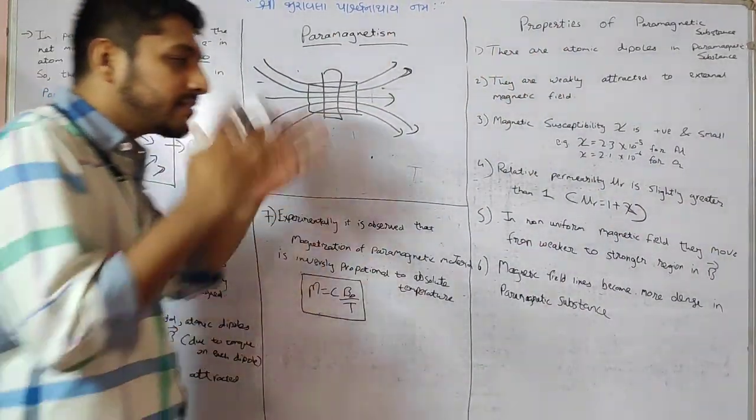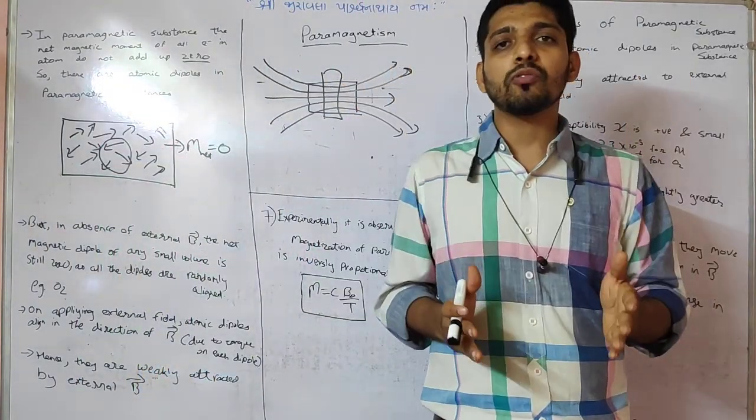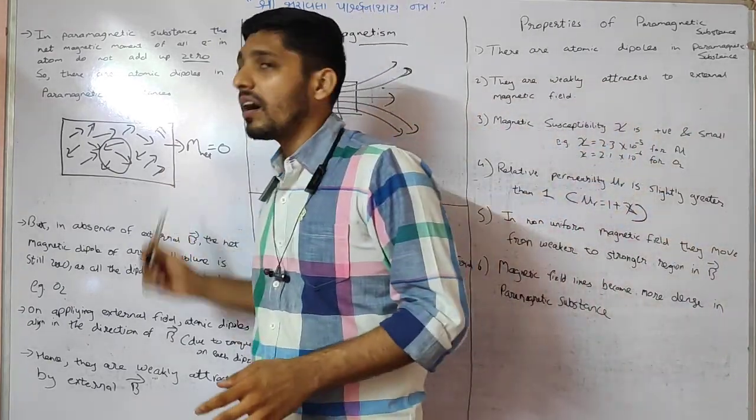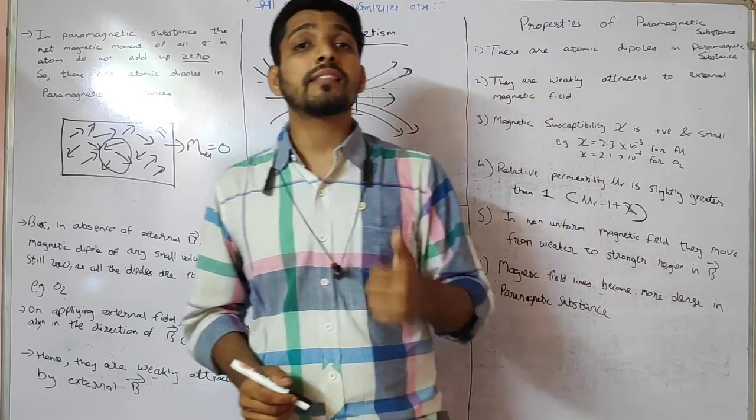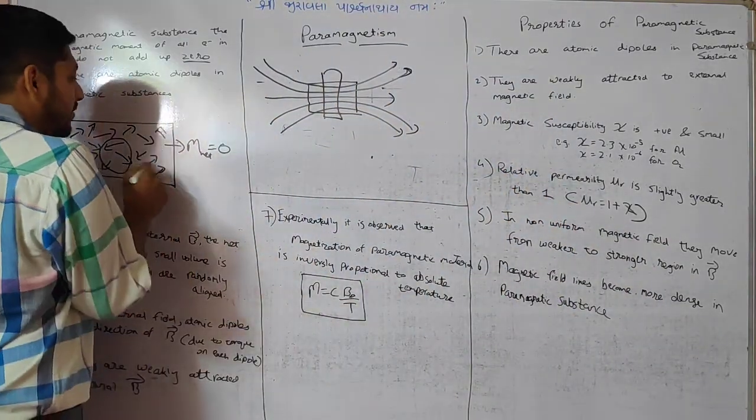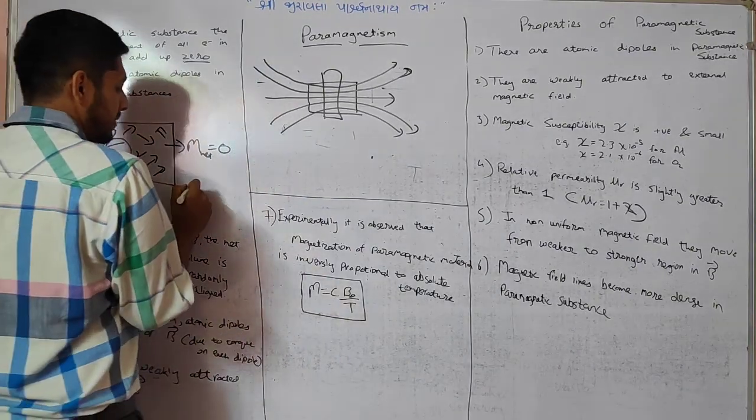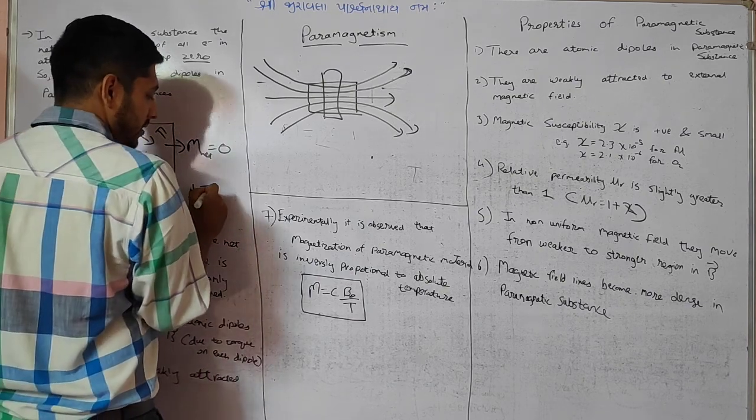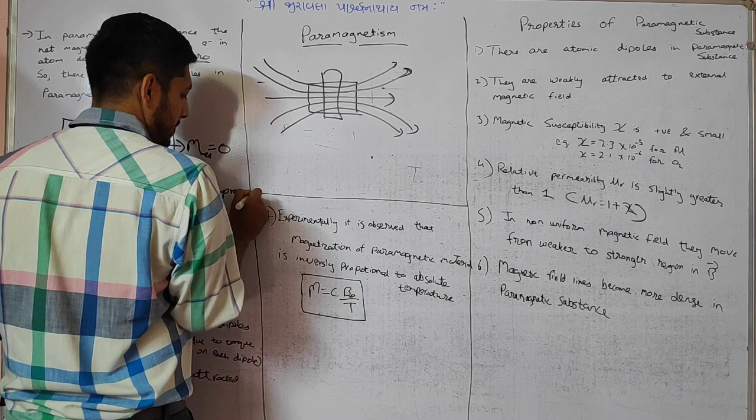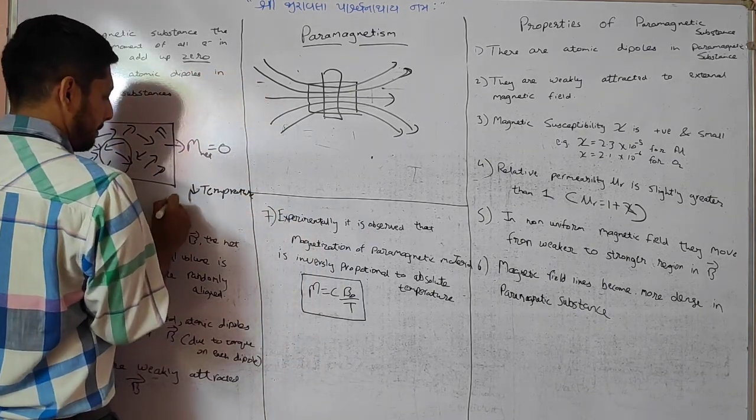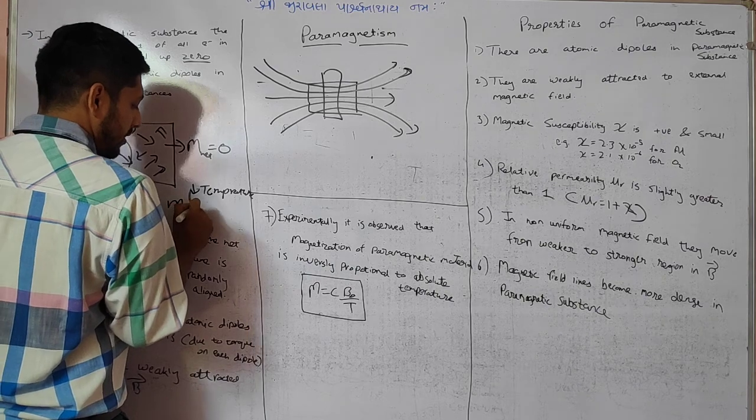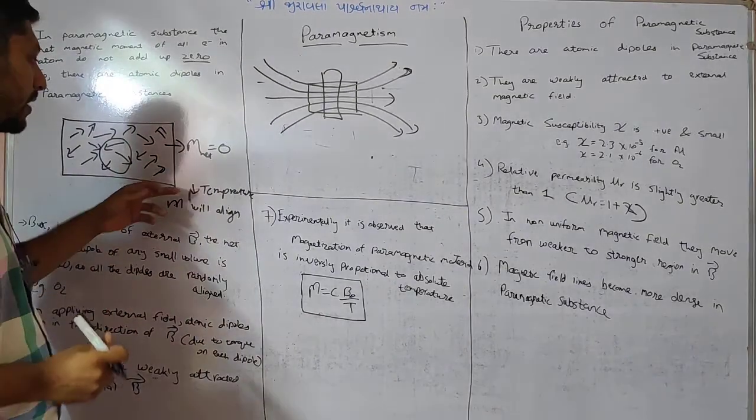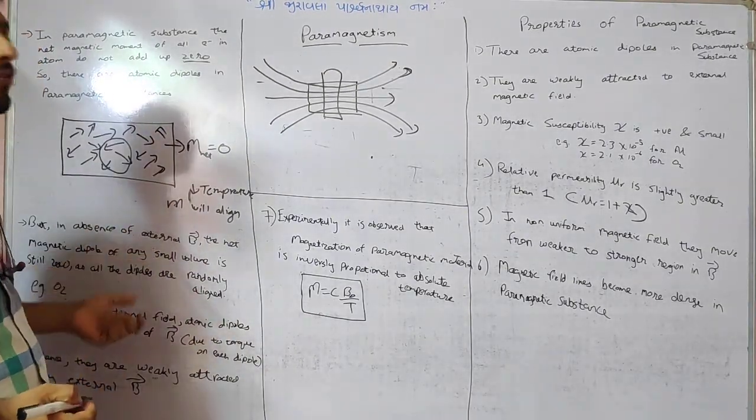So if you decrease the temperature, what will happen? The kinetic energy that the electrons have will decrease, which means that atoms will start aligning in a single direction. So there will be no random motion. So it depends on temperature. On decreasing the temperature, the dipoles will align itself. There are two reasons for dipoles to align. One is decrease in temperature and second is application of external magnetic field.